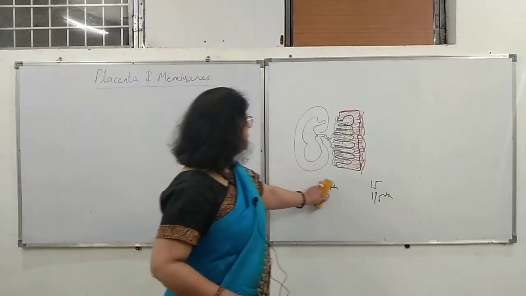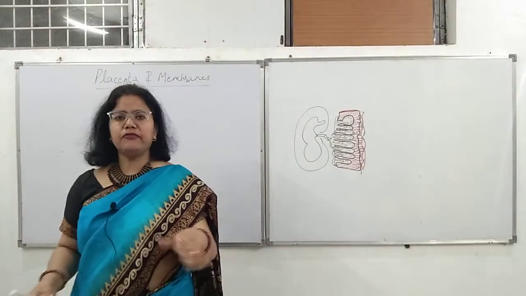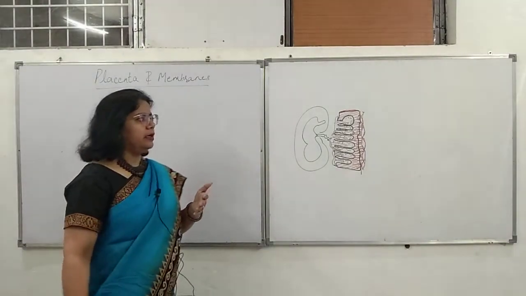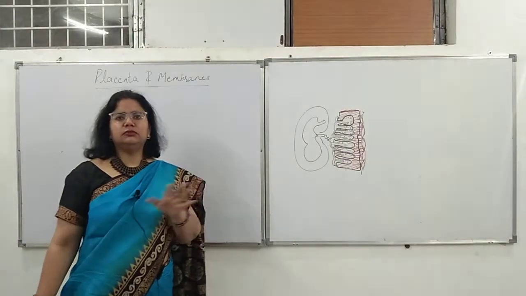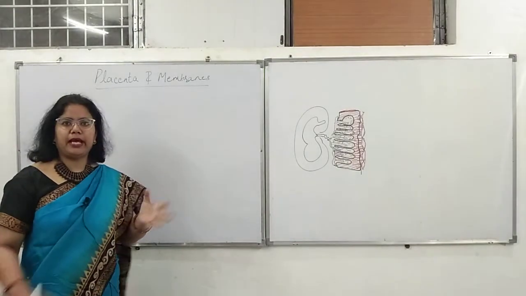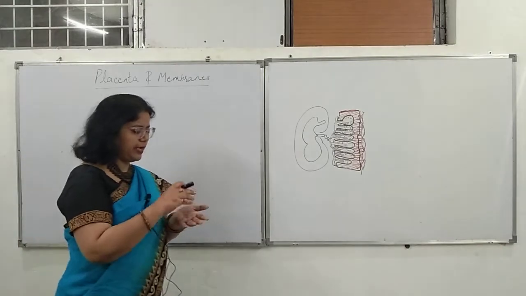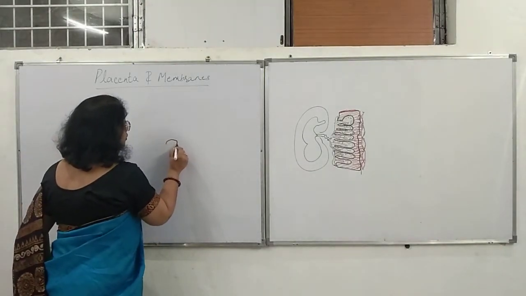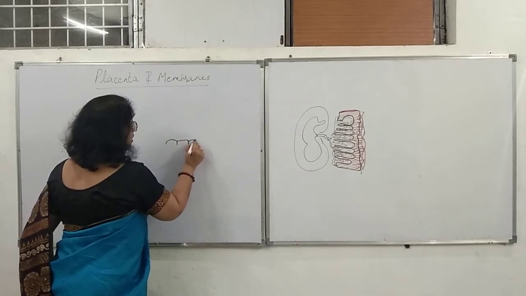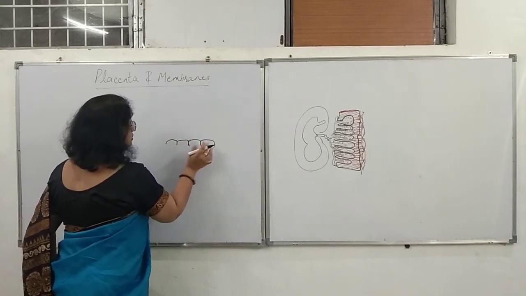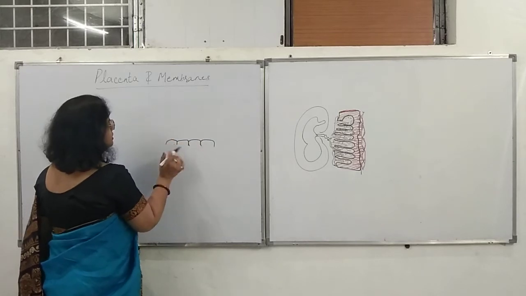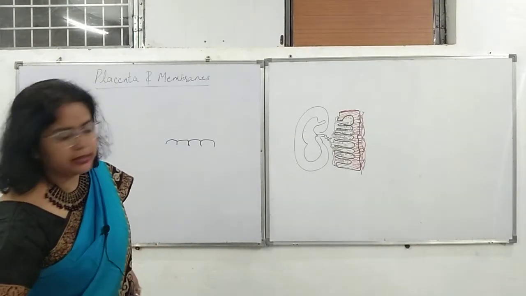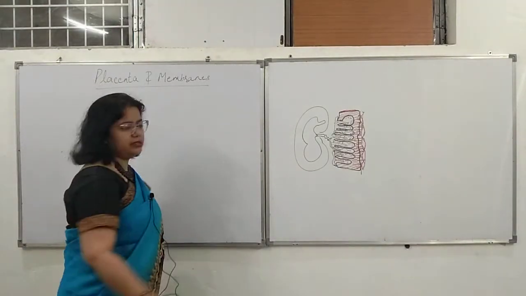Now coming to maternal surface, it is rough, dark reddish, and there is no smooth membrane over it. It is not shiny, and moreover if you examine in detail you will find that it has got some lobules, convex shaped lobules. These kind of lobules you can see. These are called placental cotyledons present on the maternal side.